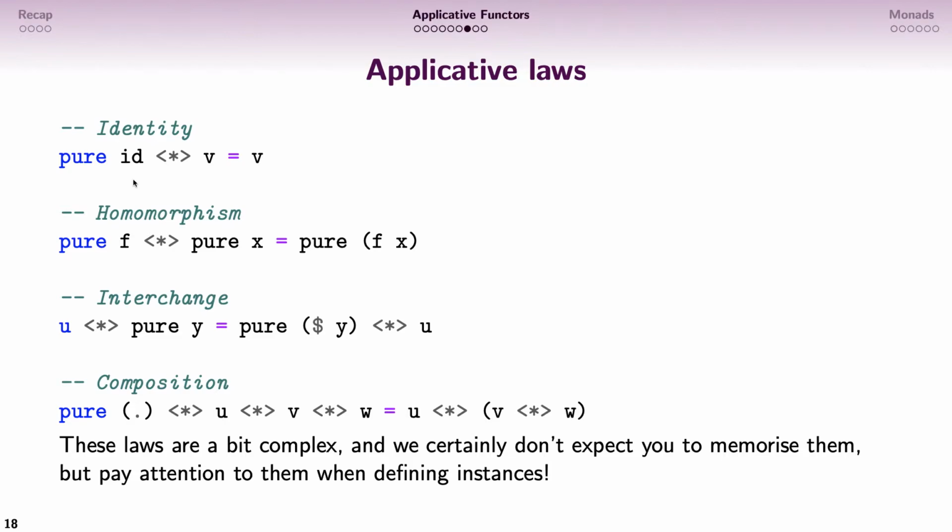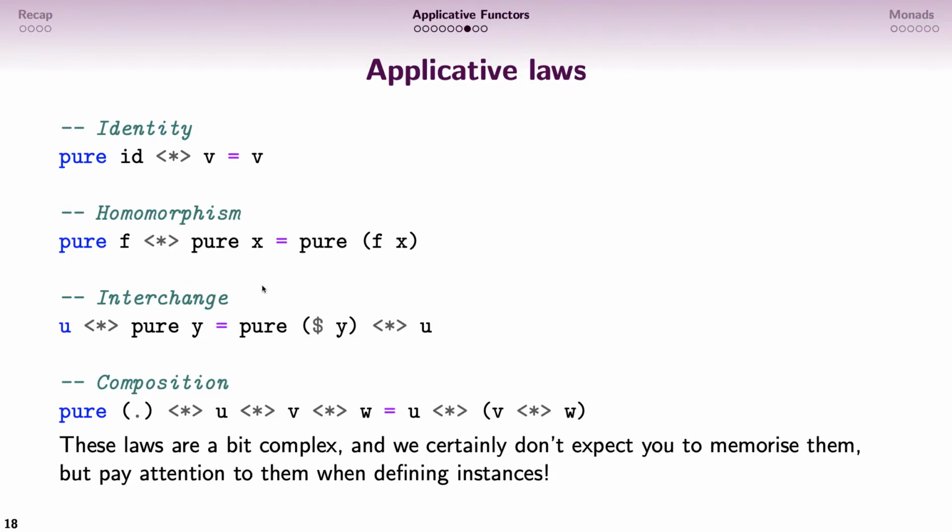So the first one is similar to the identity law of functors. It says if we apply ID, we get the same thing back. The second one is if we wrap up a function f in our applicative functor and then apply it to an argument, which is also just a pure thing wrapped up in the applicative functor, then that's the same as wrapping up the application of that function to that argument.